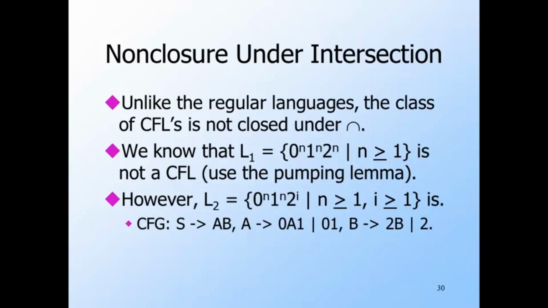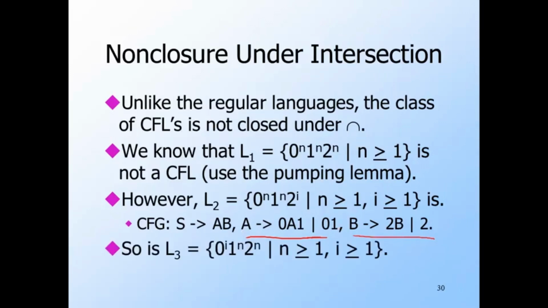The job of variable A is to generate zeros followed by an equal number of ones. We've seen this mechanism several times before, and B generates just any number of twos, at least one of them. Now let L3 be the set of strings in 0 star, 1 star, 2 star with equal numbers of 1s and 2s and with any number of zeros. This language is also context-free, and the grammar for L3 uses the same ideas as the grammar we just showed for L2. But L1 is the intersection of context-free languages L2 and L3.